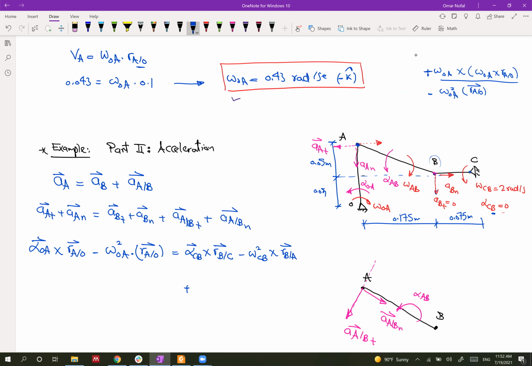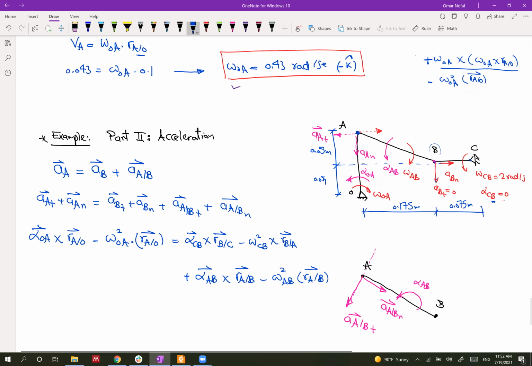Okay, so let's write them. So this will be alpha AB crossed by RA with respect to B minus omega AB squared RA with respect to B. So I put all the components. So let's see what I have and what I don't have. All right, so for this equation, I need all the R's. So I need this R, and this R, and this R. So let's get this R.